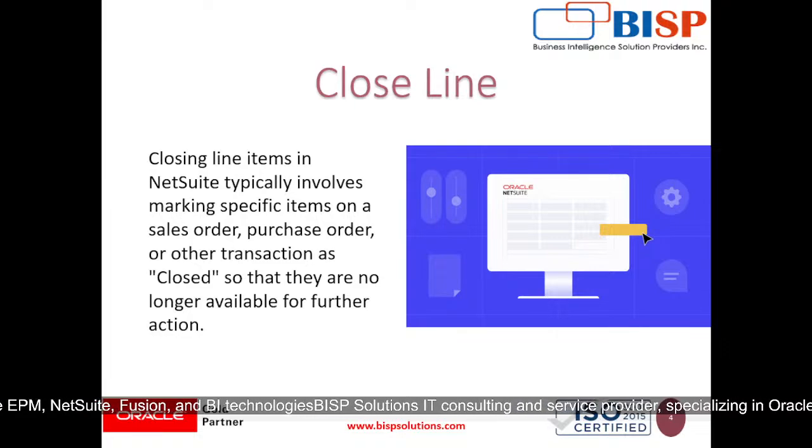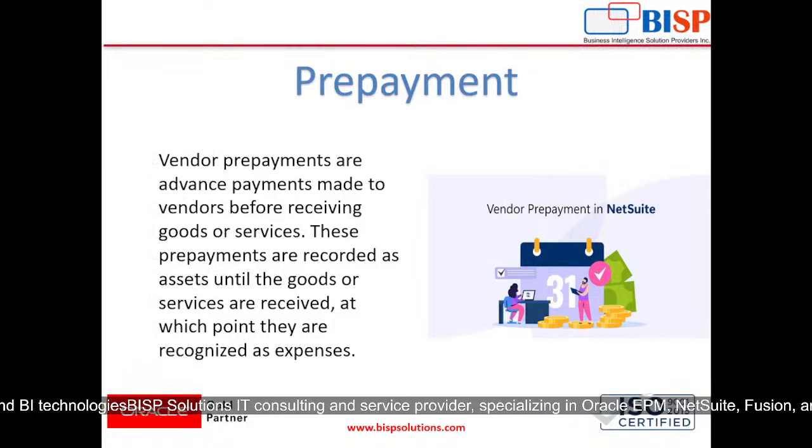This helps in accurate financial reporting and prevents discrepancies in accounts receivable and payables. Then operational efficiency, why is it measured? Closing line items improves operational efficiency by providing clear indicators to the warehouse, sales, and procurement teams about the status of each item, reducing the risk of errors and duplication. So operational efficiency is required. Following all these steps and understanding the implications of closing line items will help maintain accurate and efficient transaction management in NetSuite. Then coming to our next topic, which is prepayment.